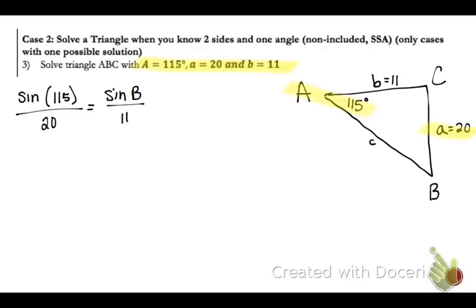Alright, this is going to go about the same way, but we're going to have a little bit of a different ending to this problem because we're solving for an angle. So start by cross multiplying. We get 11 times sine of 115 equals 20 times sine of B. Okay, so again, we're still solving for B, so I need to get rid of the 20 first. I'm going to divide both sides by 20.